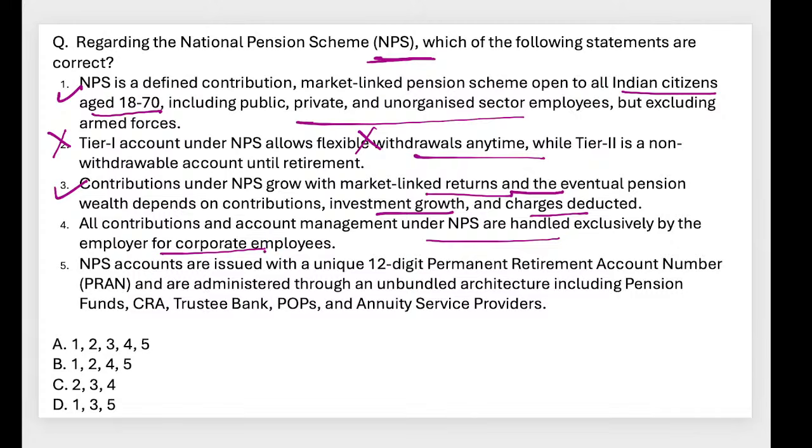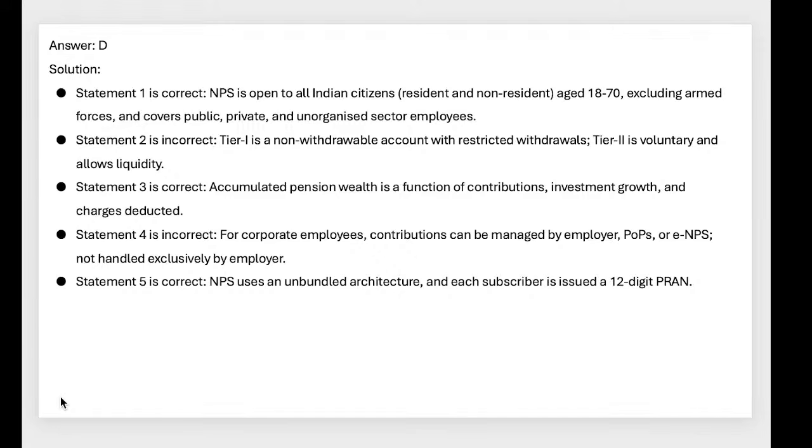Okay. So we have POPs, eNPS and others which are generally part of this. What we have studied, these are the parties mentioned here. NPS account is issued with a unique 12-digit PRAN number. This is asked very often, how many digits the code has. Okay. PRAN number, permanent retirement account number, and administered through unbiased, unbundled architecture including pension funds, CRAs, trust bank, and that is true. Okay. That makes this statement wrong also. So 135 means option D will be the right answer for this one.